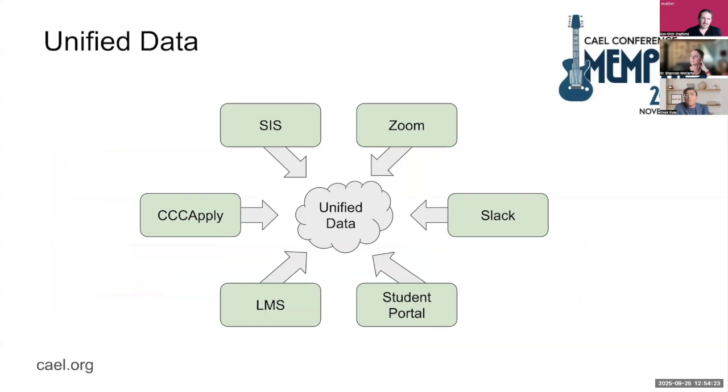To use data to build a real understanding of our student, we first had to bring it all together and make it trustworthy. Our first order of work was integration, consolidating signals from the student information system, CCC Apply, the LMS, the student portal, Slack, and Zoom into a single repository that becomes our source of truth for both analytics and applications. The result is a coherent, high-quality data backbone that turns disparate events into timely, actionable insight, fueling a seamless student-centered experience across our learning ecosystem. Next slide, please.